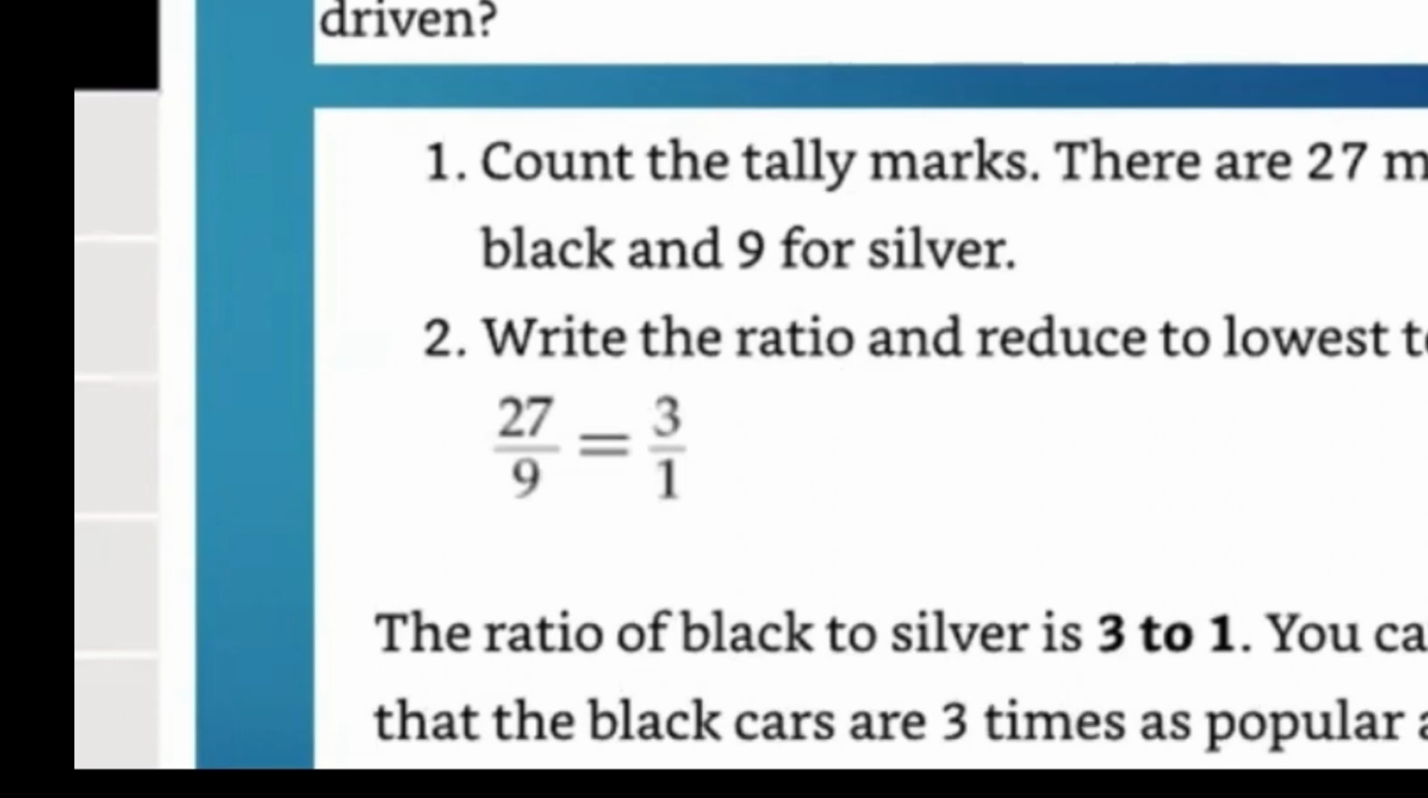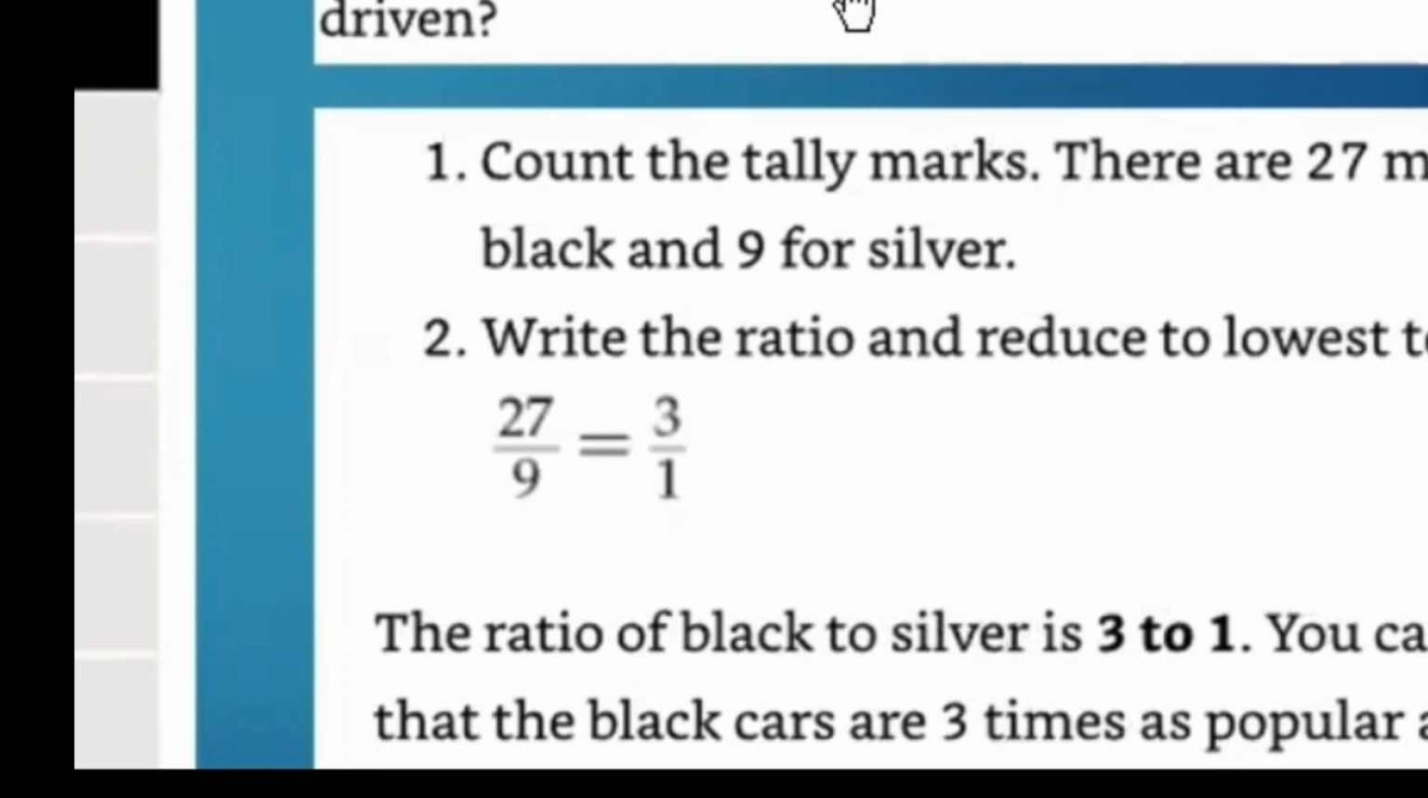Or you can say that the black cars are 3 times more popular than the silver cars. So in other words, for every 3 black cars, she would see 1 silver car. So like every time 3 black cars pass by, the next car that passed by would be silver. That's essentially what we found here.